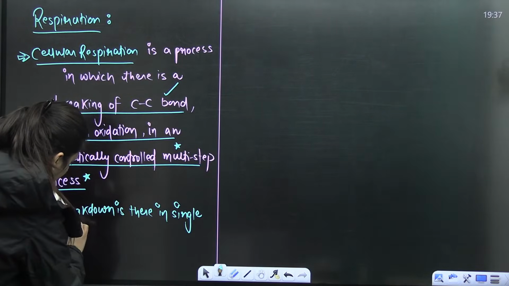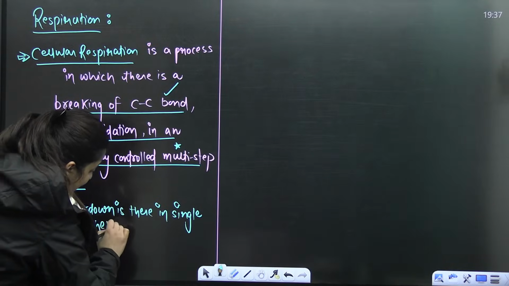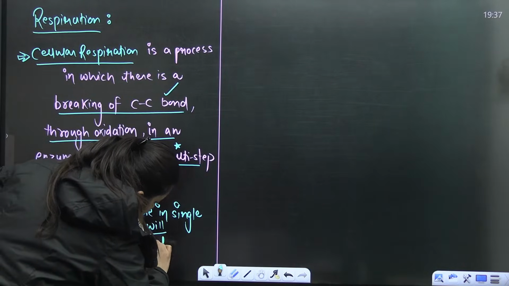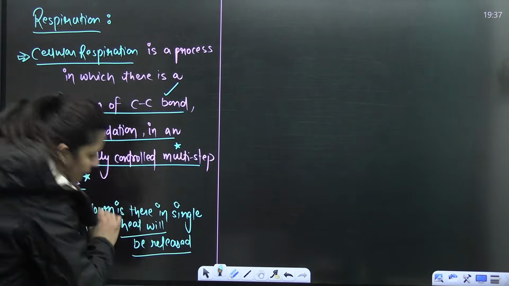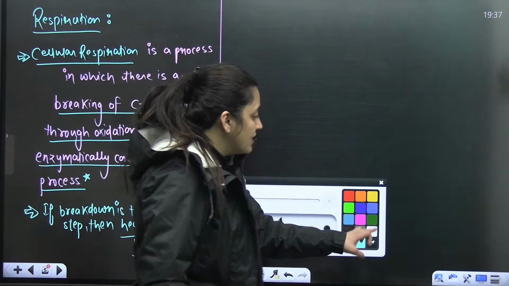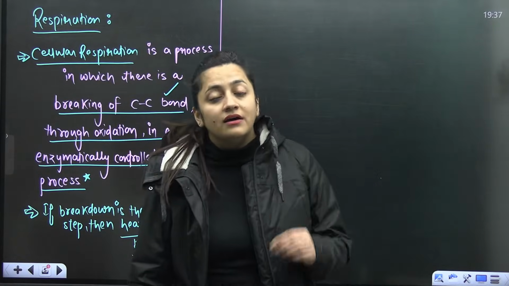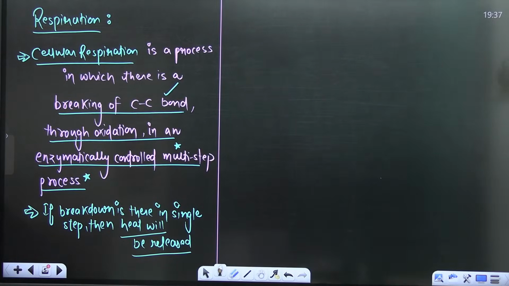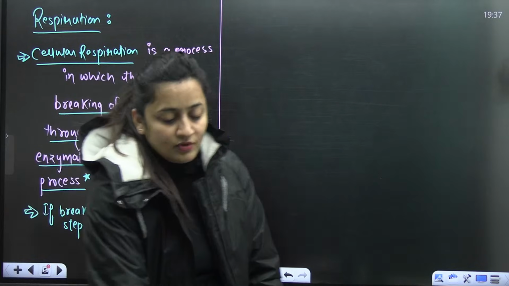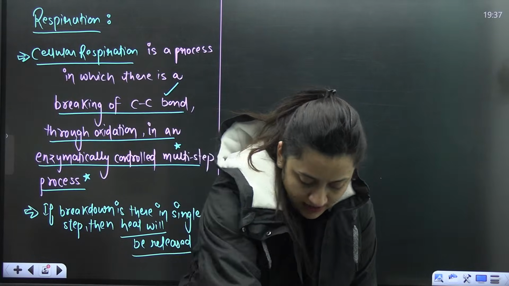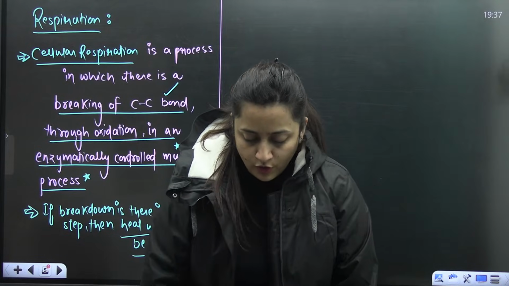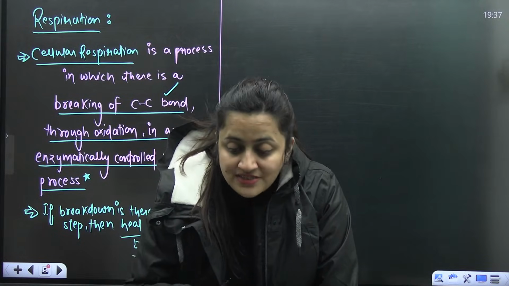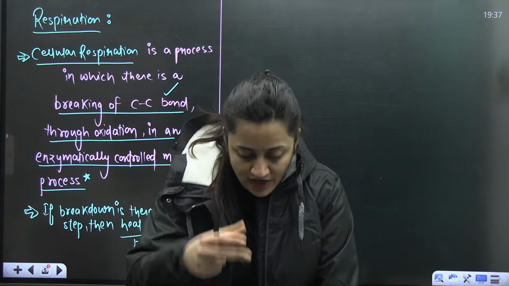if breakdown is there in a single step, then heat will be released, and here we have to trap this energy in the form of ATP. We know that ATP is our energy currency. If we go for one step only, the energy will be converted into heat. That is why we are not going for that.